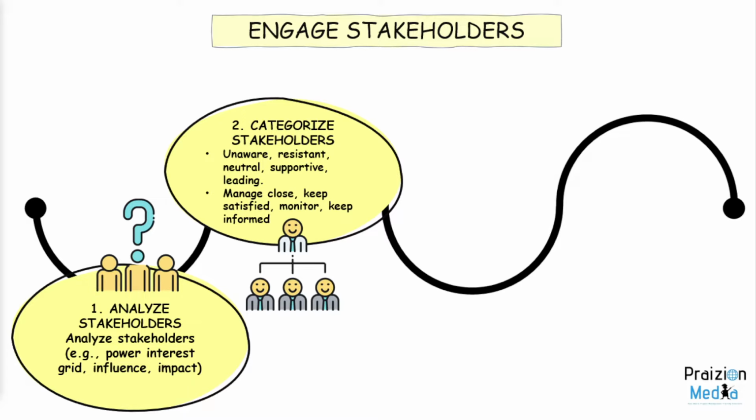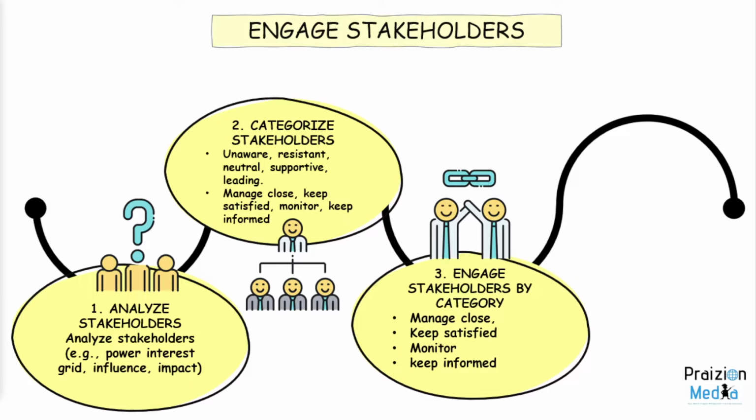That takes us to the second enabler, categorize stakeholders. Categorize them by unaware, resistant, neutral, supportive, or leading, using the stakeholder engagement assessment matrix. Then you could also categorize them by those you need to manage close, keep satisfied, monitor, keep informed.